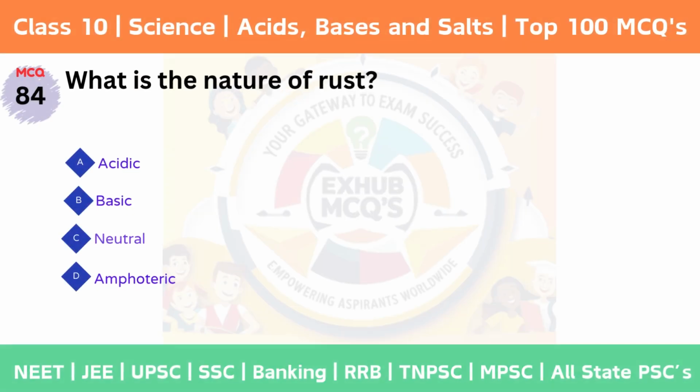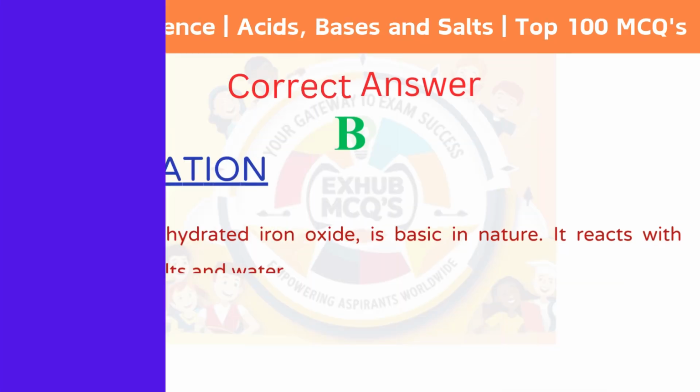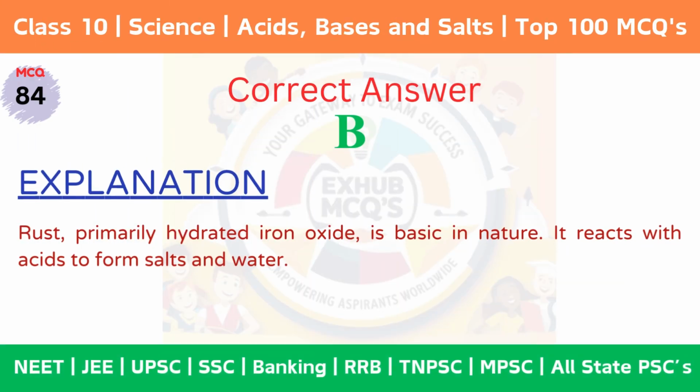MCQ 84. What is the nature of rust? Option A, acidic. Option C, neutral. Option D, amphoteric. The correct answer is option B, basic. Explanation. Rust, primarily hydrated iron oxide, is basic in nature. It reacts with acids to form salts and water, a typical property of bases.